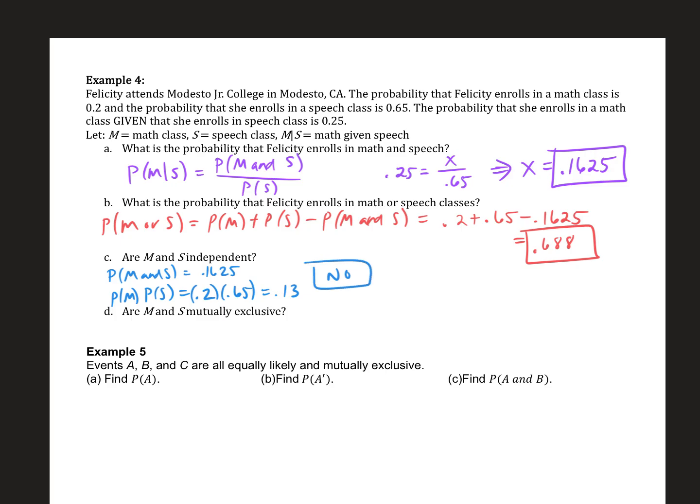Are M and S mutually exclusive? What definition is that? No, why not? No, because M and S is not equal to 0. Again, you've got to be able to answer those questions. Those are going to come up a lot. So if you don't know those definitions, you will have a hard time with it.